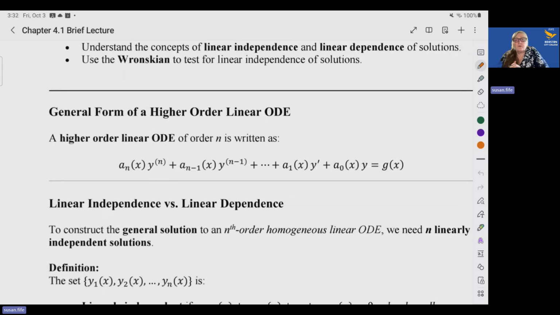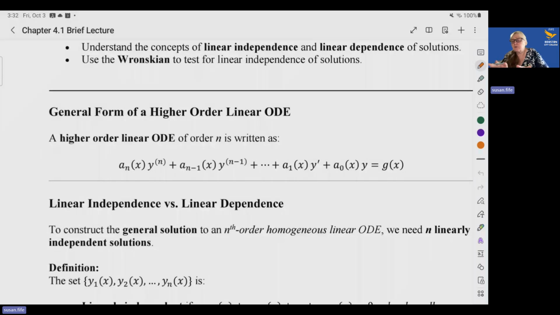So first, the general form of a higher order linear ODE is shown here on the screen. We have a sub n of x, some function of x, times the nth derivative of y with respect to x, and then a sub n minus 1 of x multiplied by the n minus first derivative of y, plus going all the way down to a sub 1 of x times y prime plus a sub 0 of x times y equals g of x.